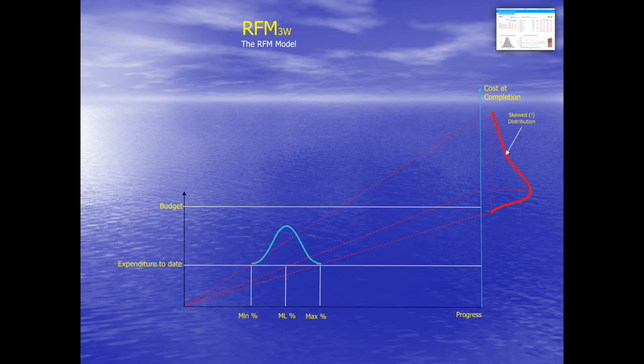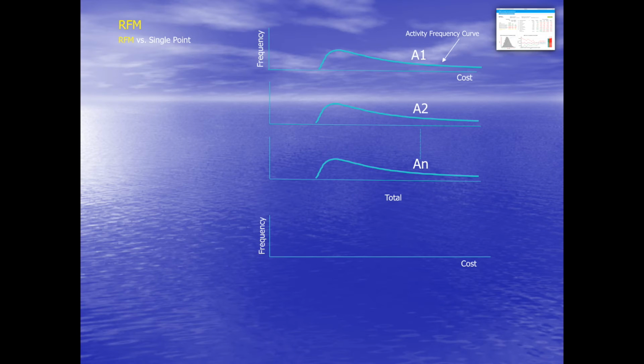Hopefully you now begin to see why RFM may discover potential cost overruns much earlier than single point forecasting techniques do. Next question is, how does RFM calculate or predict total cost at completion?